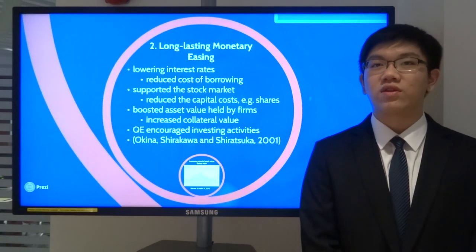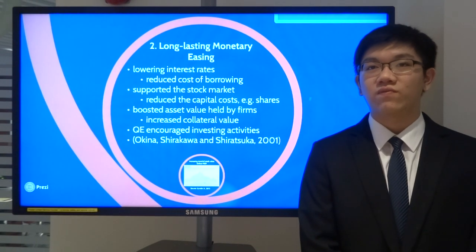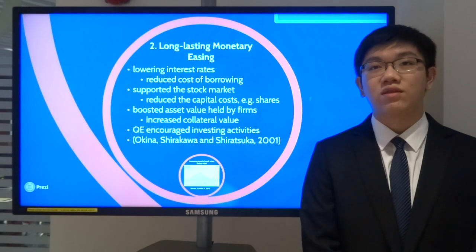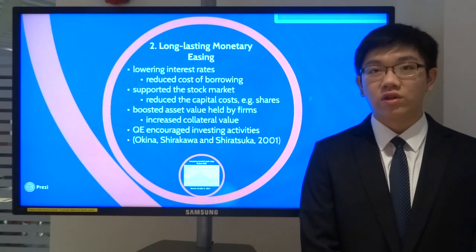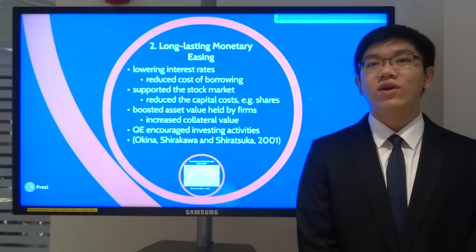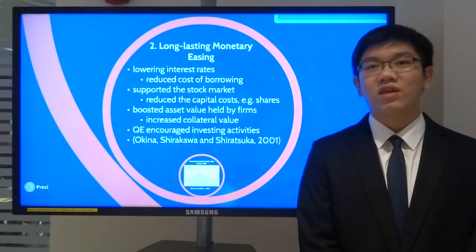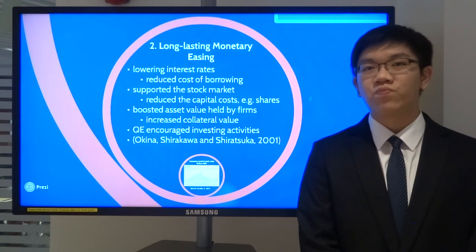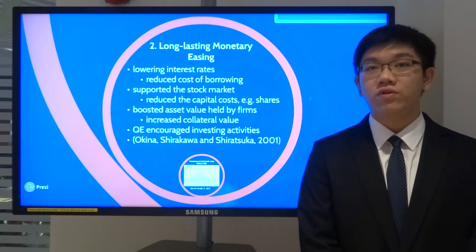The second cause was the government's long-lasting quantitative easing. QE led to three effects. Firstly, it increased money supply, thus lowering interest rates. This reduced the cost of borrowing for financial institutions to invest. Secondly, QE supported a boom in the stock market. This reduced the capital cost for firms to raise funds, such as by issuing shares. Thirdly, QE led to an increase in asset prices, which boosted the value of land and stocks held by firms.